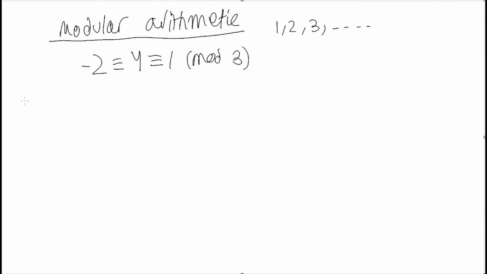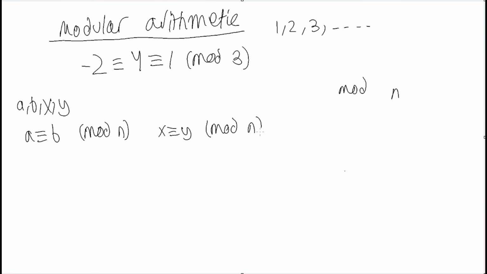What do I mean by consistent? Well, suppose you have integers a, b, x, and y, and we have some number n, and we're going to be looking at mod n. Then if we know that a is equivalent to b mod n, and x is equivalent to y mod n, then this implies that a plus x is equivalent to b plus y mod n. In other words, these two have the same remainder when divided by n if these two have the same remainder and these two have the same remainder.